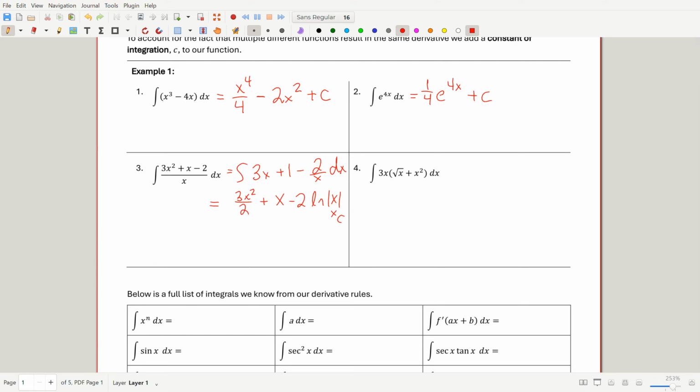And then likewise with number 4, same deal. This is a product, so there's nothing that I can do directly with that product. But if I distribute that 3x in, I just have, I don't want to say a polynomial because I'll have a fractional power, but I'll have something that I can use the power rule on. So 3x times the square root of x is 3x to the 3 halves, 1 plus a half. And then 3x times x squared is 3x cubed. dx, haven't forgotten that yet today. And then we can apply the power rule on that one.